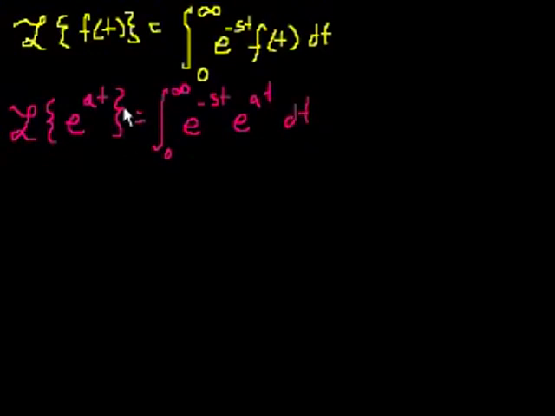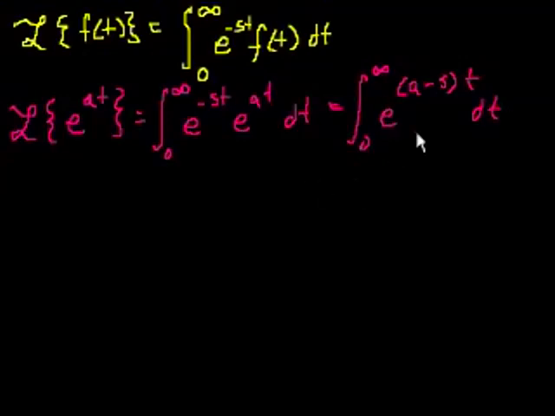dt. Well, this is equal to just adding the exponents because we have the same base. The integral from 0 to infinity of e to the what? A minus s, e to the a minus s t dt. And what's the antiderivative of this? Well, that is equal to what with respect to t?